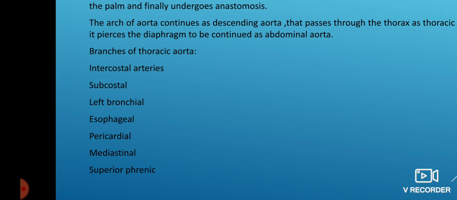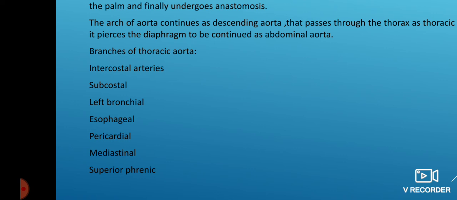Then another structure passing through the thorax is the esophagus. So this thoracic aorta gives off an esophageal branch. Another structure present within the chest region is the pericardium. So it gives a pericardial branch. Then a mediastinal branch to the mediastinum, and the superior phrenic, that is the last artery, the superior phrenic artery. Phrenic is the term pertaining to the diaphragm. So superior phrenic artery is supplying the superior surface of the diaphragm.